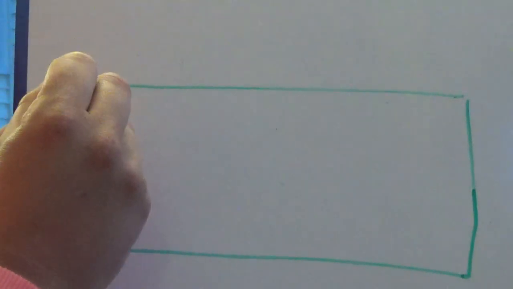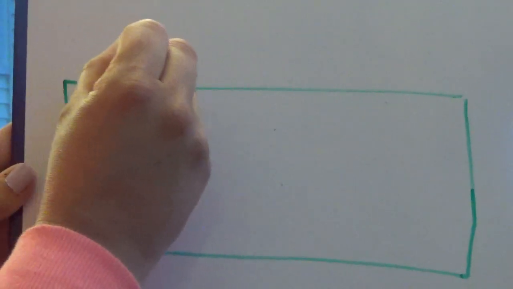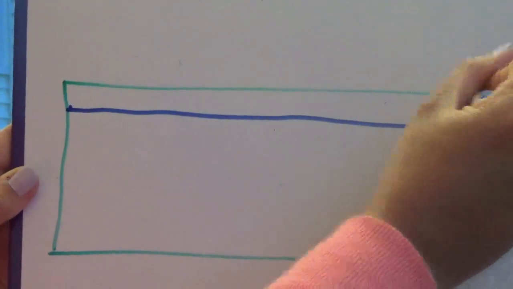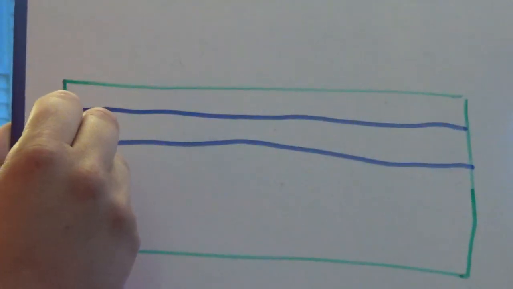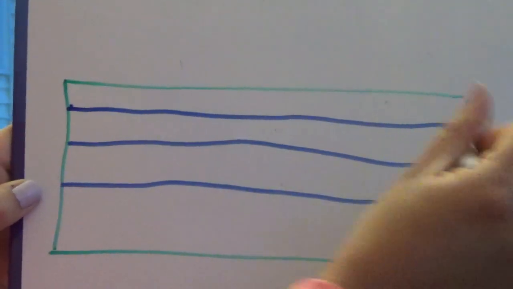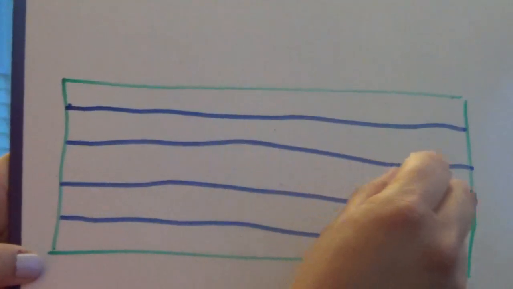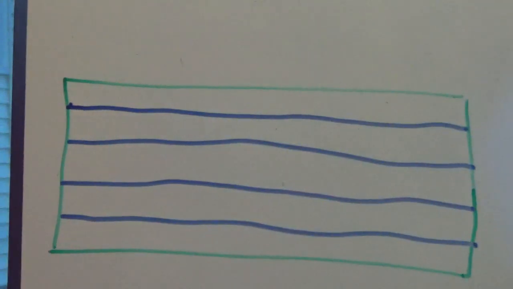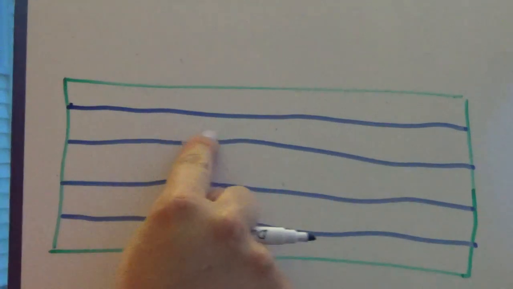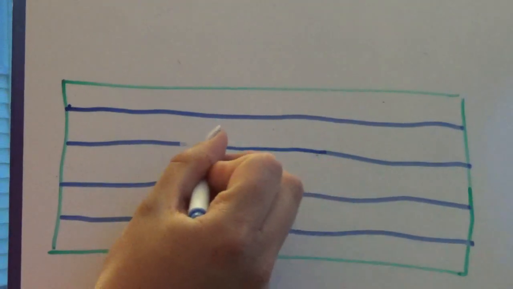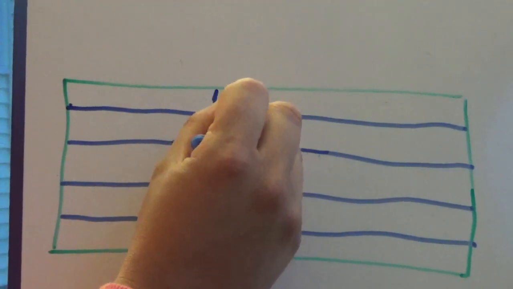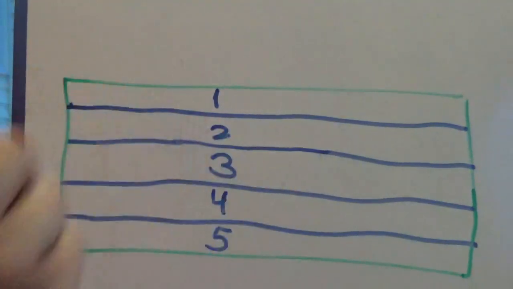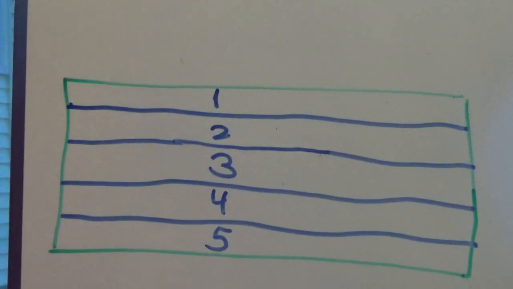Let's see. 1, 2, 3, 4. My lines aren't the straightest, and that's okay. Yours might not be, but you can clearly see that for the most part, minus some little angles here that we have, these are about the same size. I have 1, 2, 3, 4, 5 equal rows. Awesome.